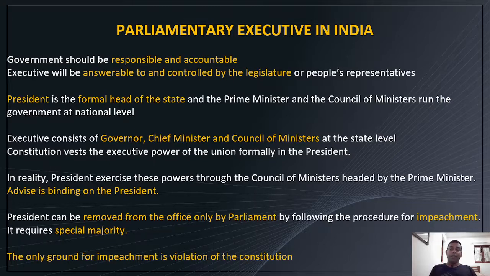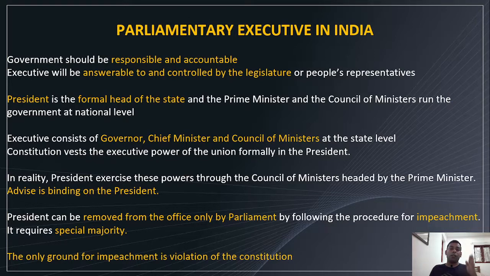In other words, we can explain it as: the day-to-day activities of the government should be informed to the president. It's a constitutional obligation actually. All the activities, all the policies, all the actions of the government should be informed to the president. So actually the advice is binding. That means the president cannot take his own decision in every matter. Please note the point.